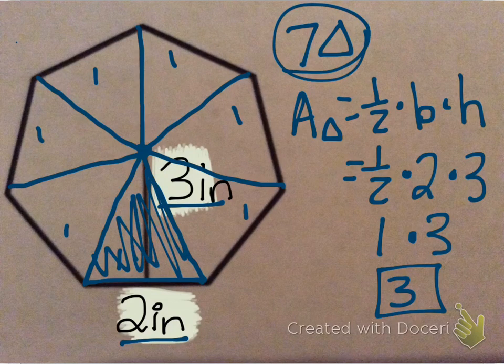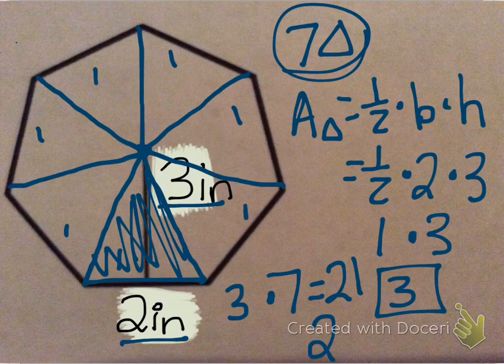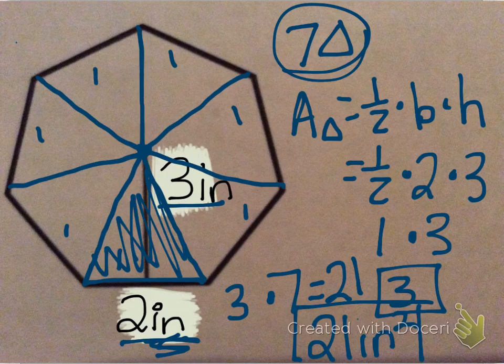Again, we've got 7 of them. So we take this 3 and we multiply it by 7, which gives us 21. I'm just going to write this down here so I can put a label on it. 21, we keep our label, inches squared. And that's it. That's all you have to do to find that area.